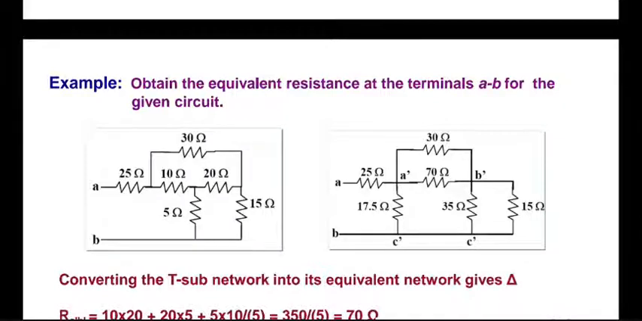More examples using delta Y formulas, how to simplify loads. It's a fairly complicated load. Let's not say complex. Complex means complex numbers.